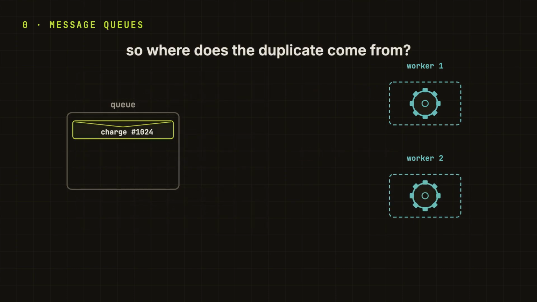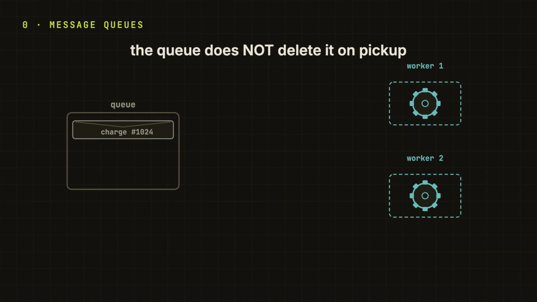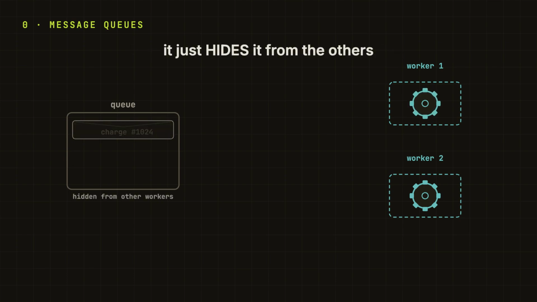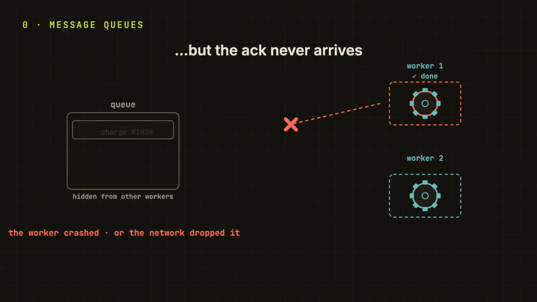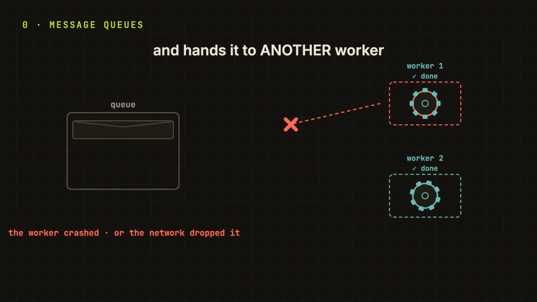And where does the duplicate actually come from? At a high level, the queue does not delete a message when a worker picks it up. It keeps it hidden from the other workers and waits for that worker to send back an acknowledgement, meaning done. And if that acknowledgement does not arrive in time, because the worker crashed or the network dropped it, the queue assumes the work never happened and hands the message to another worker. So nothing is ever lost, but work that actually finished and simply failed to acknowledge gets done a second time.